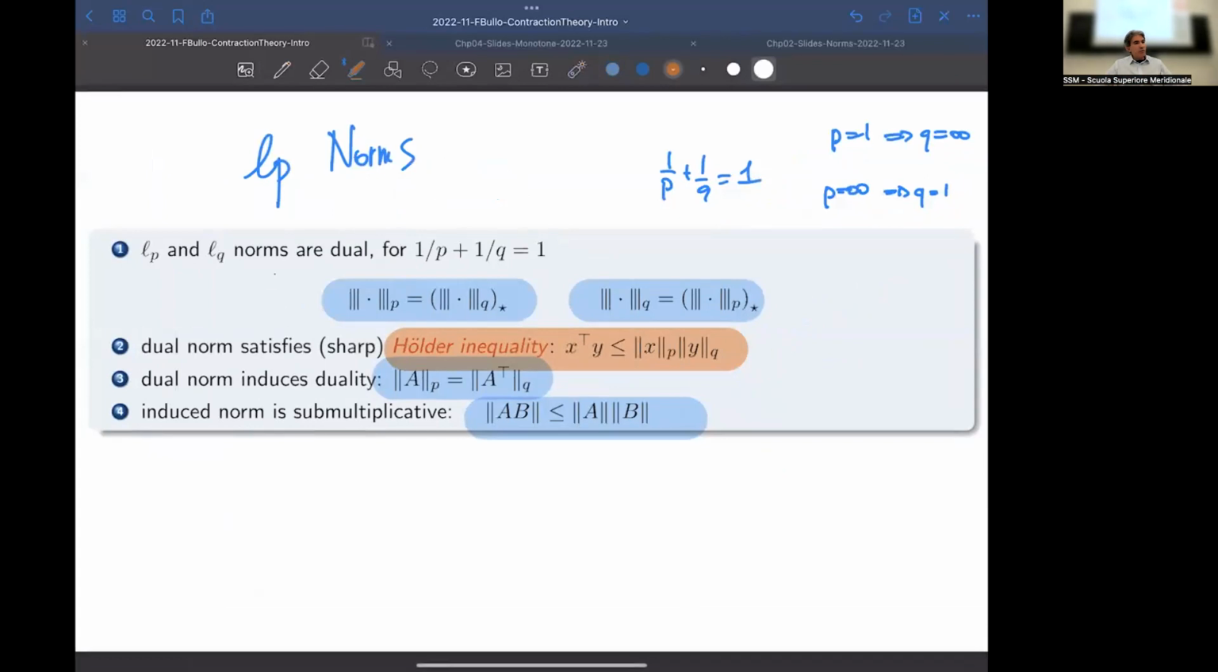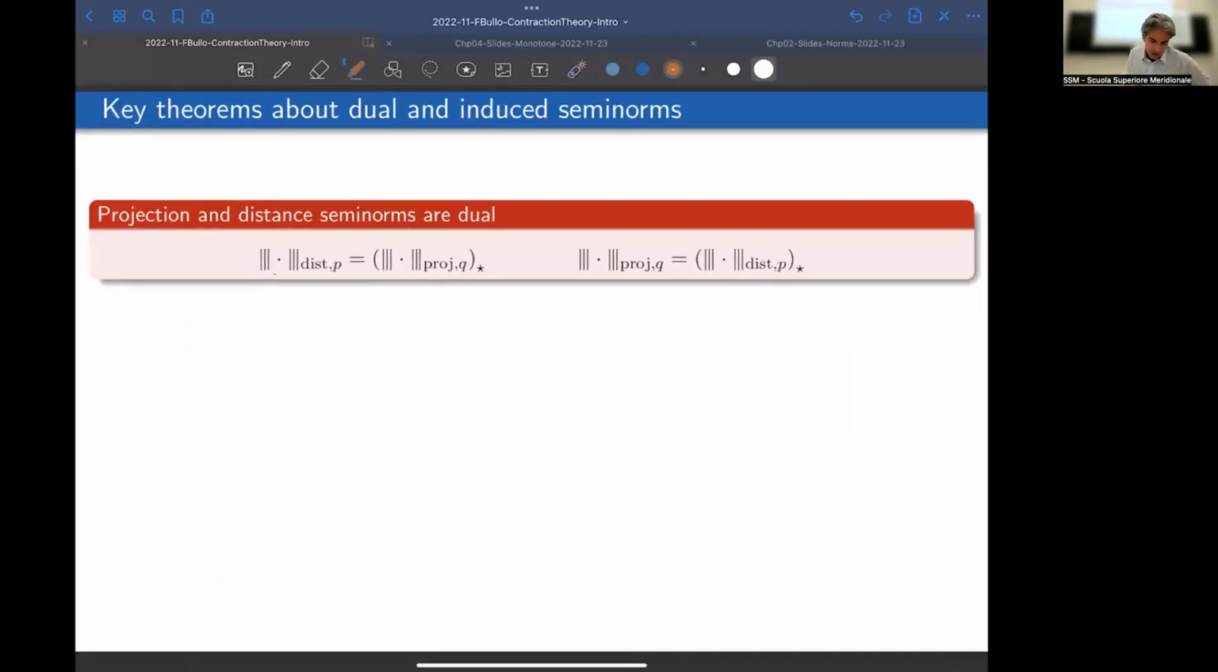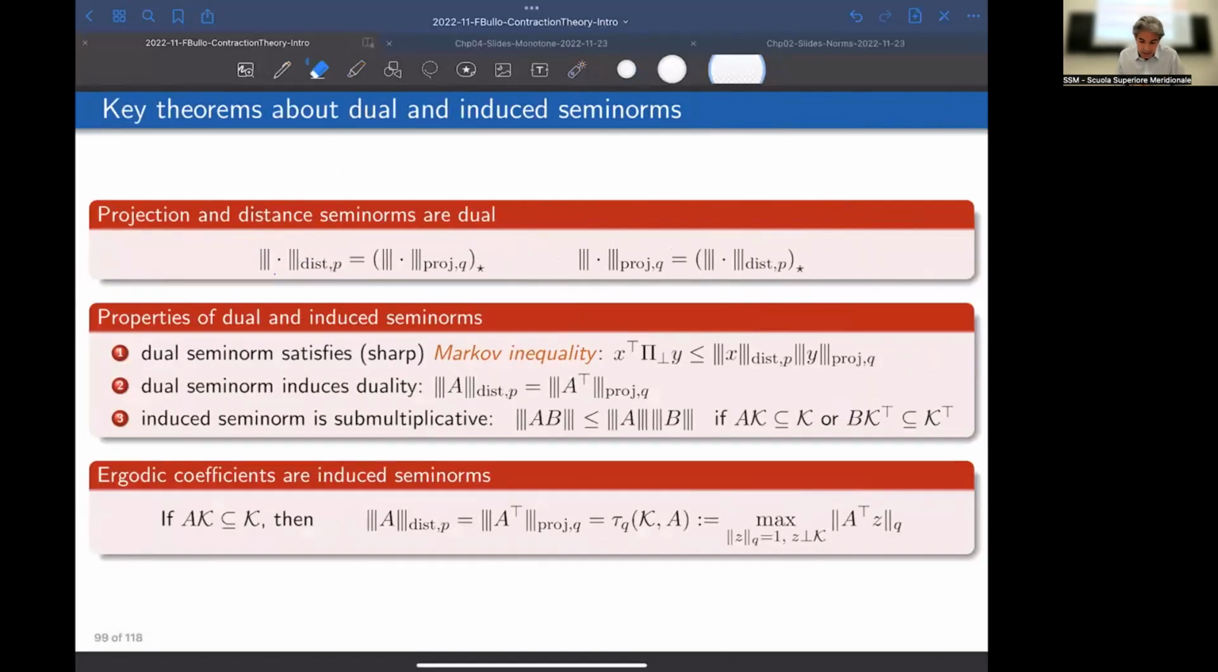So it turns out that for this projection and distance seminorm, everything works out. So here's the point. The first result is that the dual to the P distance seminorm is the Q projection and vice versa. So I have the duality. I go from P to Q, but when I go from distance to projection, everything works just like you would expect. I'm sorry, I don't know why you see this. Right now, you should not be seeing the last, anyway, my fault.